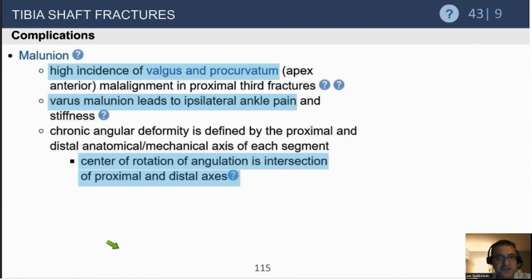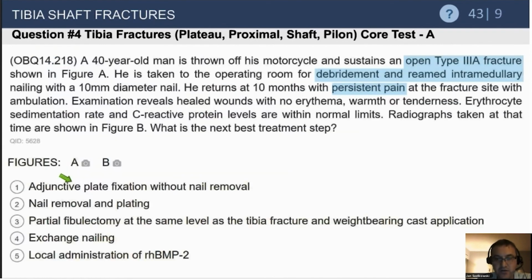So once again, for complications of a proximal tibia fracture, malunion has a high incidence of valgus and procurvatum. Varus malunion leads to ipsilateral ankle pain and stiffness. In terms of discussing the angular deformities, they're defined by both the proximal and distal anatomic mechanical axis of each segment. All right, so you'll be drawing this, and a lot of times that's why for a proximal third fracture we're saying it goes into valgus, because we're looking at the distal segment. This has been tested before in multiple different ways, as you can see here.